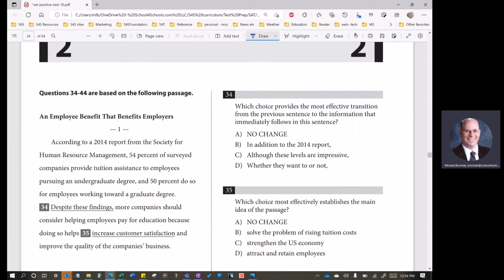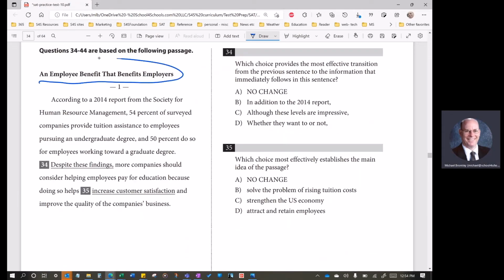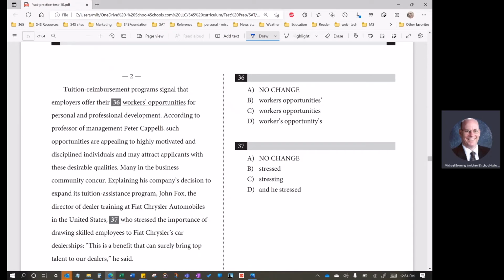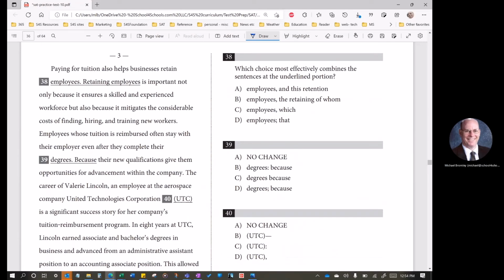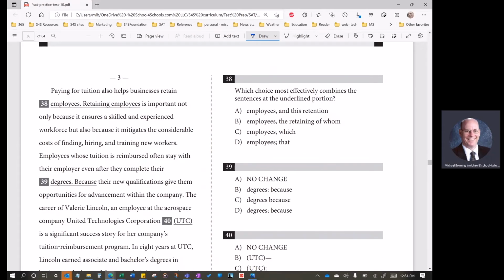To number 39, and we're doing an employee benefit that benefits employers. So what do we know? The focus, the main topic here is something that benefits employers. So it could be anything, but in this case, it's a benefit for employees that benefits employers. We want to focus on employers and what the benefits to them are. But let's find 39. All right, so here we go. We're dealing with punctuation. All right, and I want to see how are these similar, how are they different.